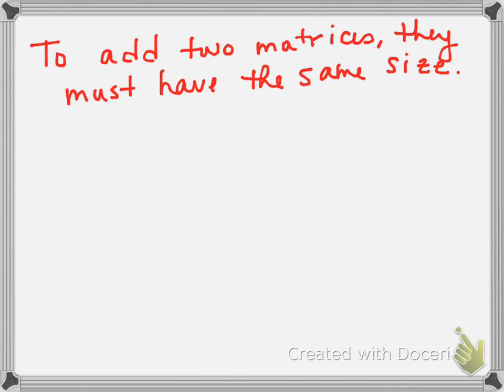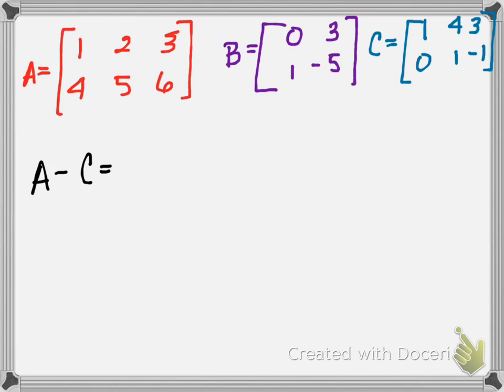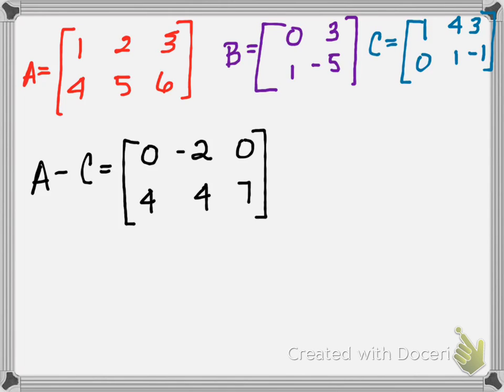So let's try the next one. Let's try A minus C. When we have A minus C, we proceed much the same way as when we had A plus C. We subtract entry by entry. So in that way, we would get 0, -2, 0, 4, 4, 7 would be A minus C. So again, in order to subtract two matrices or find the difference between two matrices, they must have the same size. If they don't have the same size, we say it's undefined.